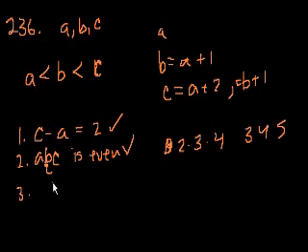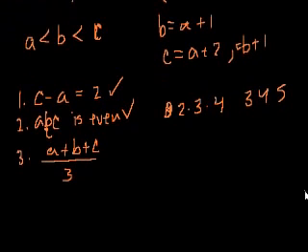Statement 3. A plus b plus c over 3 is an integer. Well, let's think about it. Let's say if we were to take a plus b plus c. Even if we were to take, let's see, 3 plus 4 plus, no, that works. 2 plus 3, no, that works.